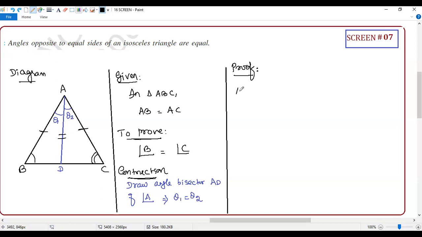So I want to say AB equal to AC. It is given. Look, it is here, it is in the given. And I can say theta 1 equal to theta 2.